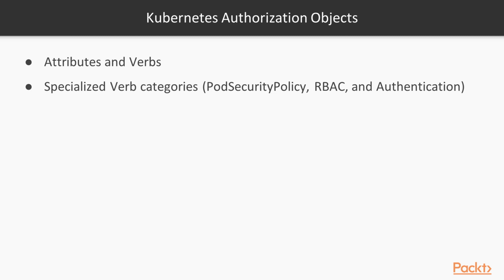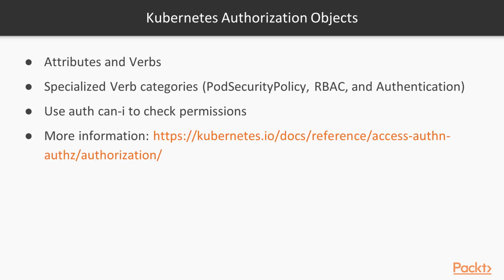If you're ever unsure of whether or not the user you're logged in with has access to do something, in Kubernetes you can use the kubectl auth can-i command to check permissions. An example of this would be kubectl auth can-i get pods. And as you see here, there is more information specifically about authorization mechanisms in the Kubernetes documentation website.